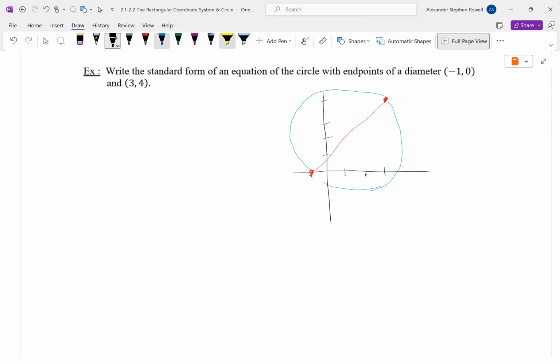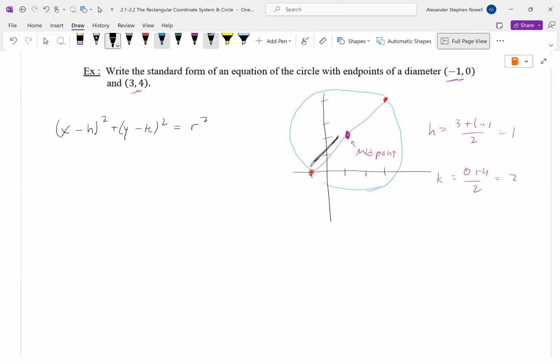What 2 pieces of information do I need for my equation? I need first the center. Any ideas how we could find the center of the circle? Midpoint formula. So you just take the midpoint of those 2 values, which would be pretty easy, right? h is equal to 3 plus -1 over 2, 1. And k would be the midpoint 0 plus 4 over 2, which is 2. How do you find the radius? The distance formula between the midpoint and either point.